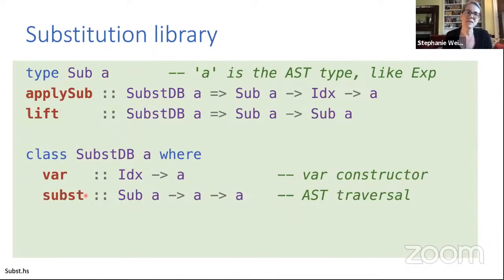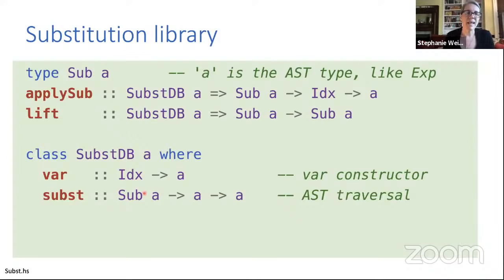Because we need to know the variable, because whenever we do shifting, we're going to be taking an index, and sometimes we need to just make a new variable that has a modified index. So we need to know what that var constructor is. And then substitution, as we do lifting, sometimes we're going to be composing substitutions together. So we need to know how to apply the substitution operation.